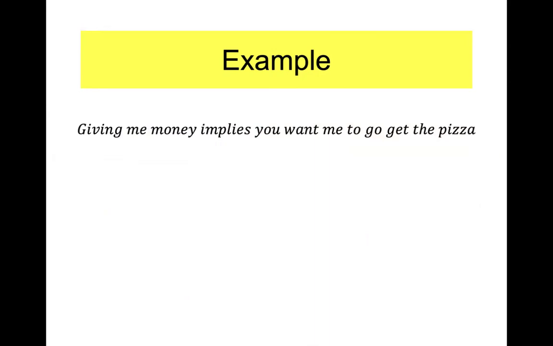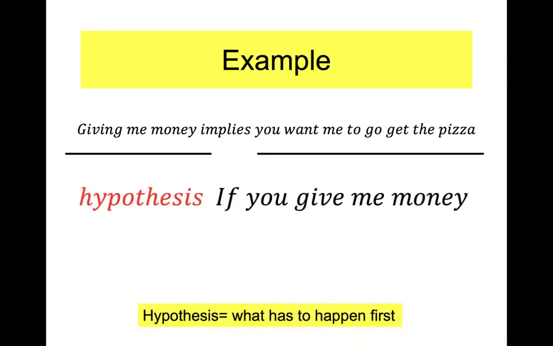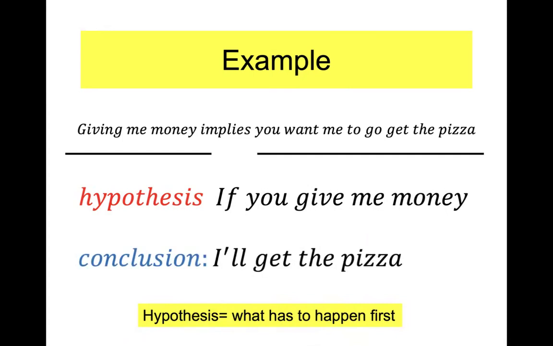Here's another one. Giving me money implies you want me to go get the pizza. Well, let's see. What would have to happen first? Do I get the pizza first or do I get the money first? If you're going to get pizza, you always want to get the money first, because you're not going to buy the pizza for someone else. They're going to give you the money to buy it. So this is a case where we're missing the if and the then, but the if, or the hypothesis, does come first. So what has to happen first? I need the money. So if you give me the money, notice I'm putting an if there, then I'll get the pizza. Does that make sense?